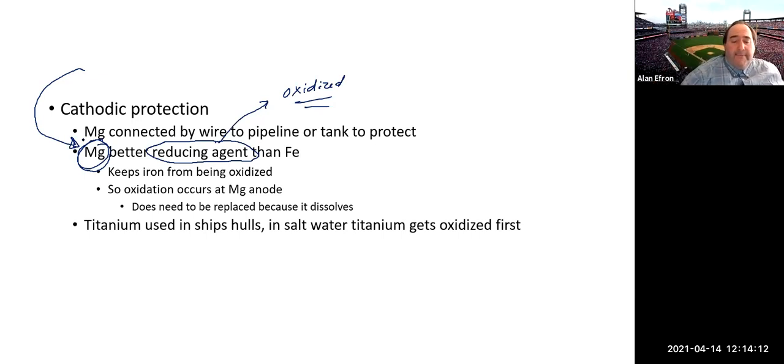So it allows another sacrificial metal to take the brunt of all the oxidation that would occur.